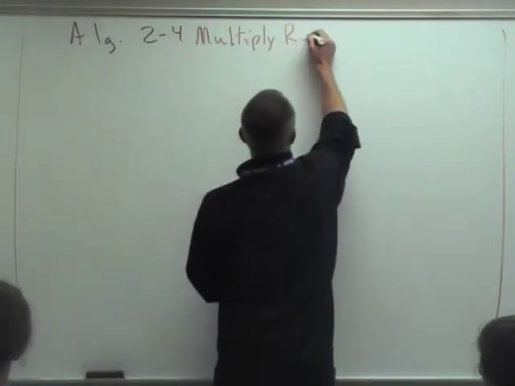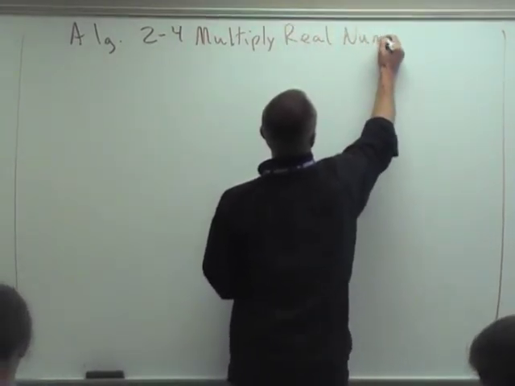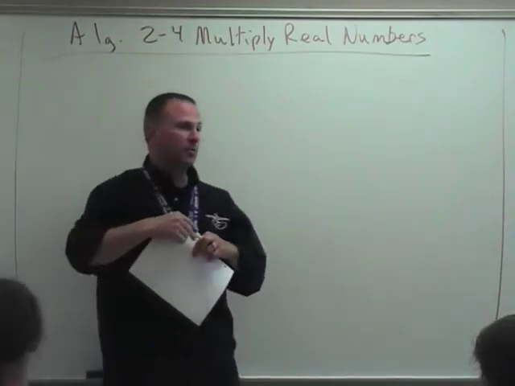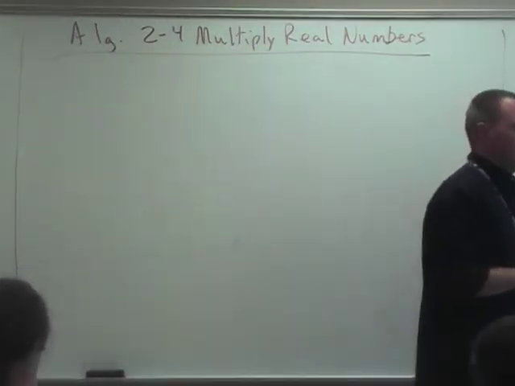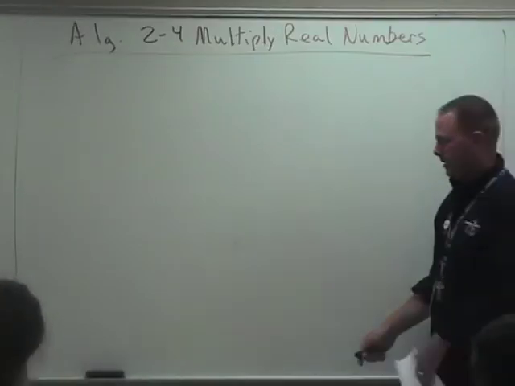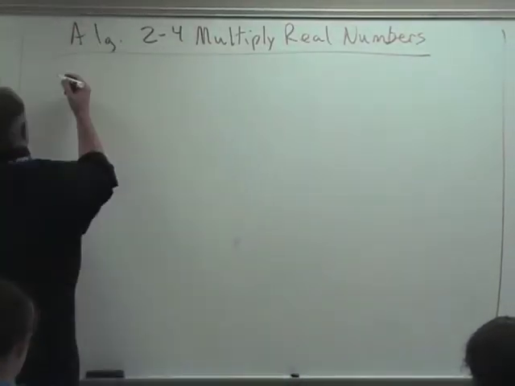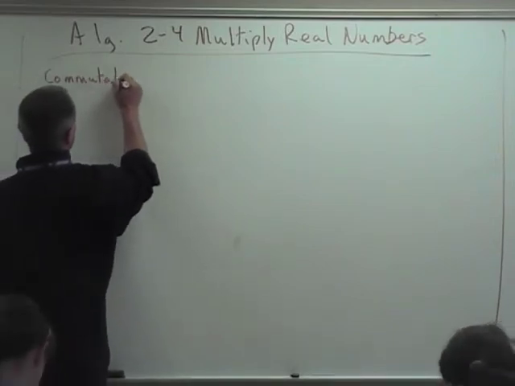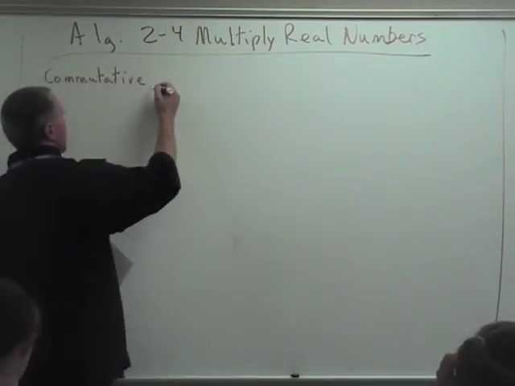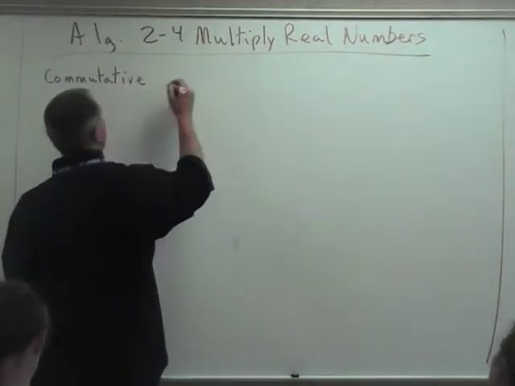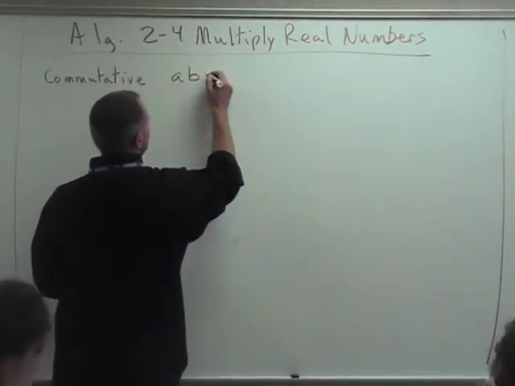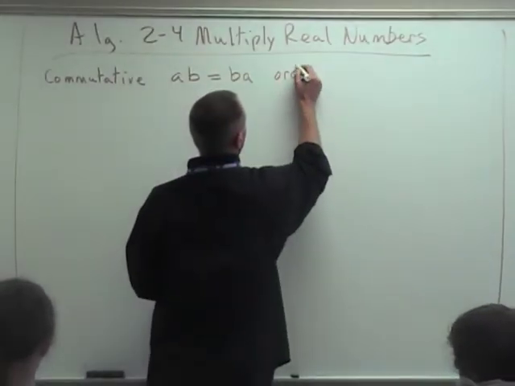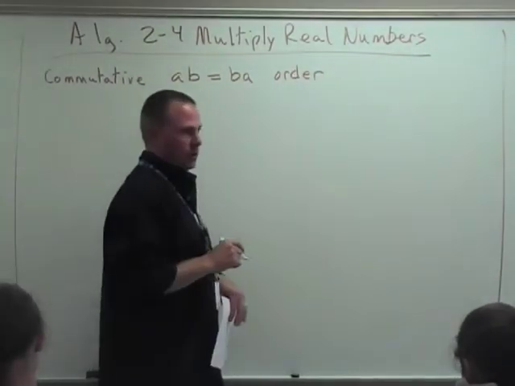Multiply real numbers. Nobody knows how to multiply, so we've got to go over it. Let's talk quickly about these properties. Commutative. Since we're doing multiplication, I'm not going to write it up there. A times B is the same as B times A. It means order. We're changing the order of something.